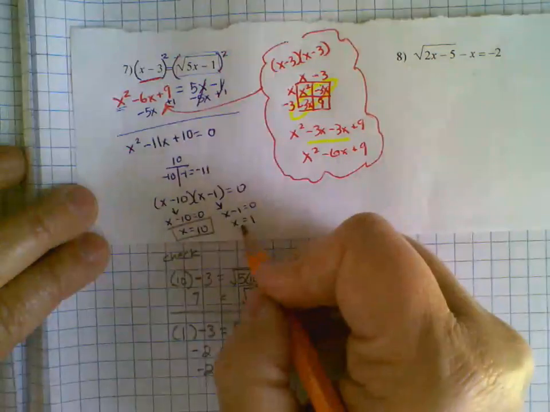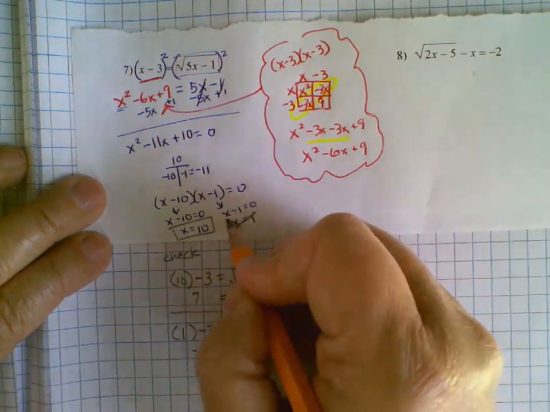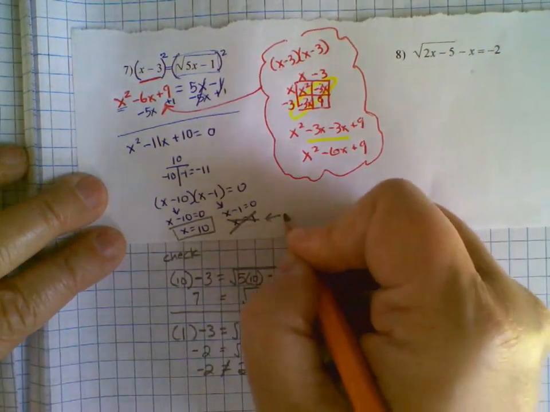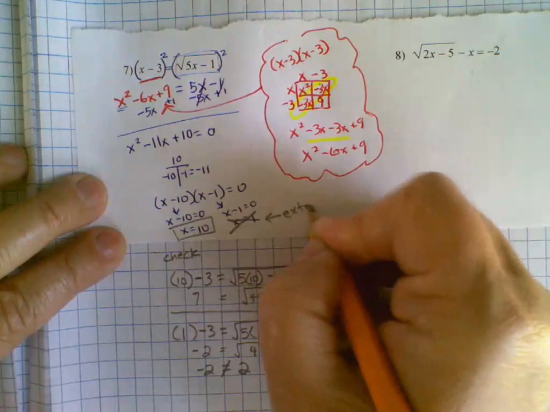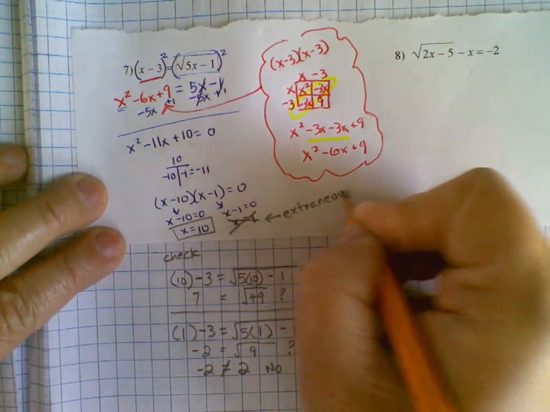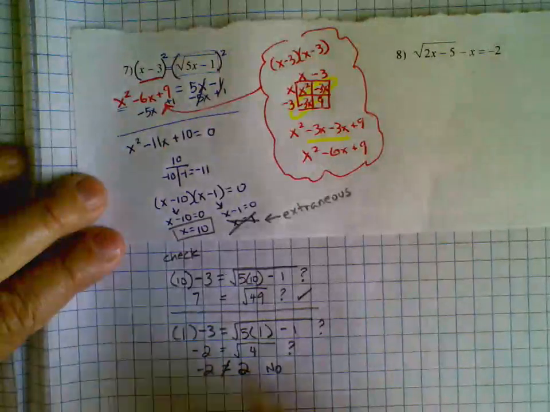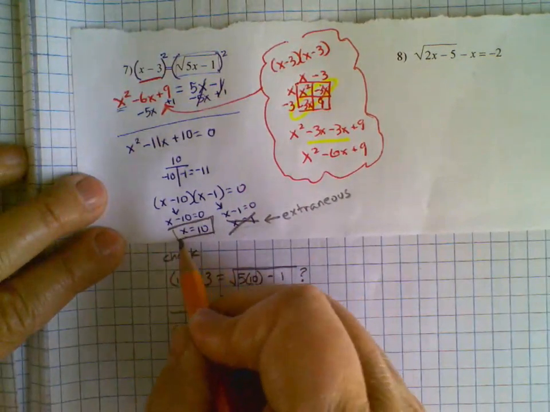So we go back up here to this one and we cross it off. That again is what's called an extraneous solution. So our one true solution is x equals 10.